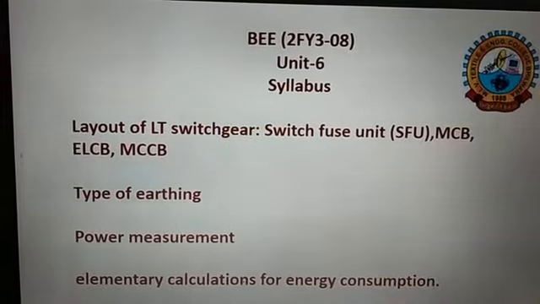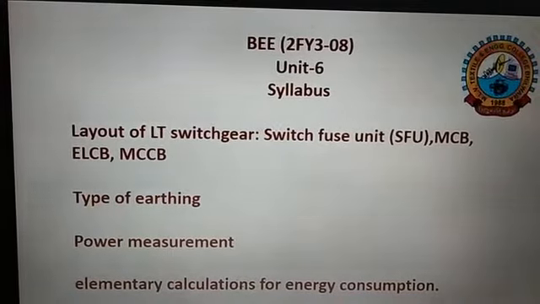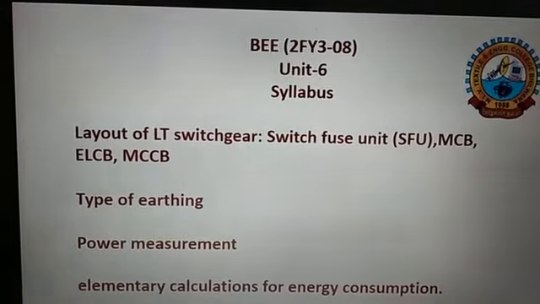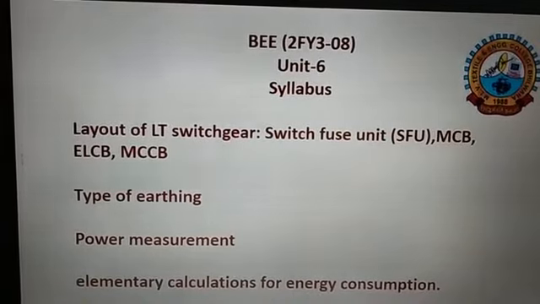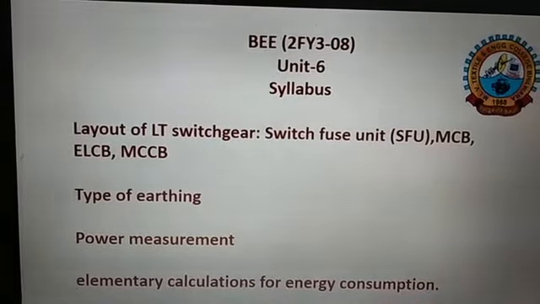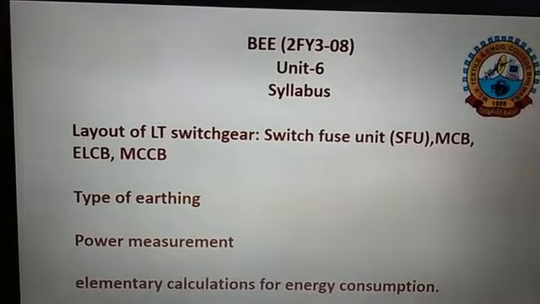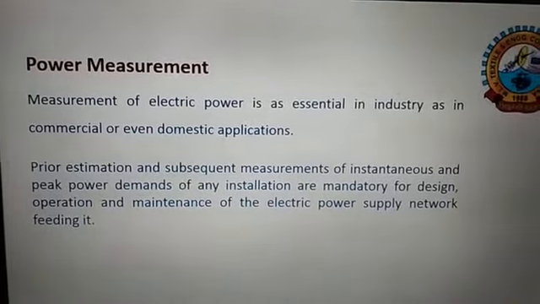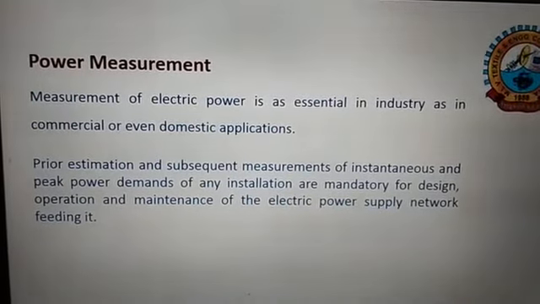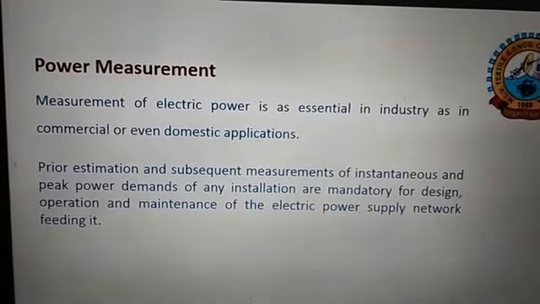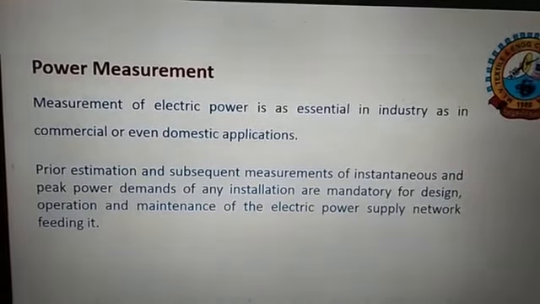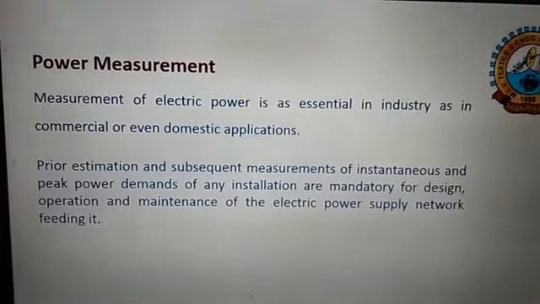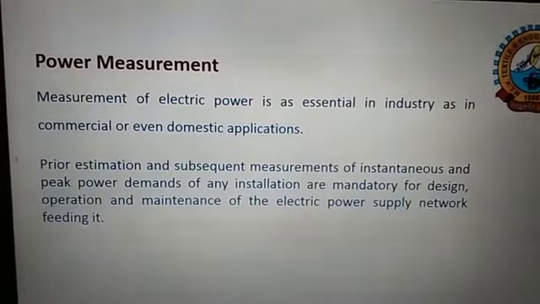As you know, there are two types of circuit. One is DC circuit and another is AC circuit. So first we will see the power measurement in DC circuits and then power measurement in AC circuit. Now first let us understand why power measurement is required. Everywhere there is a requirement of power measurement. Measurement of electric power is as essential in industry as in commercial or even in domestic applications.